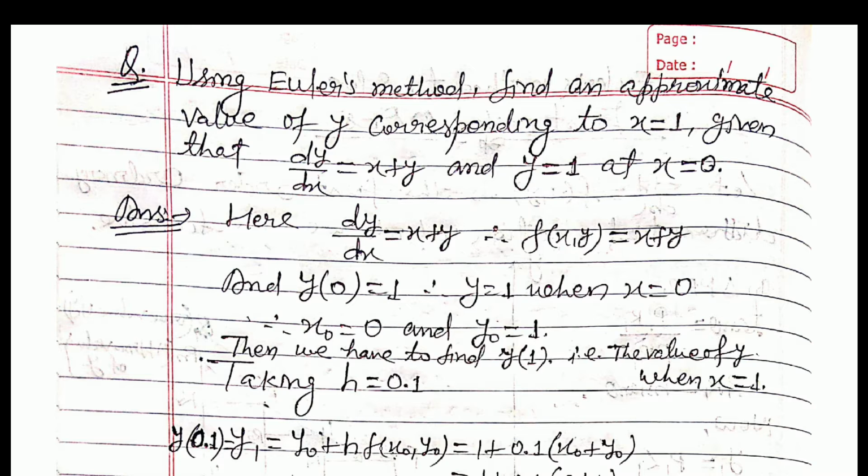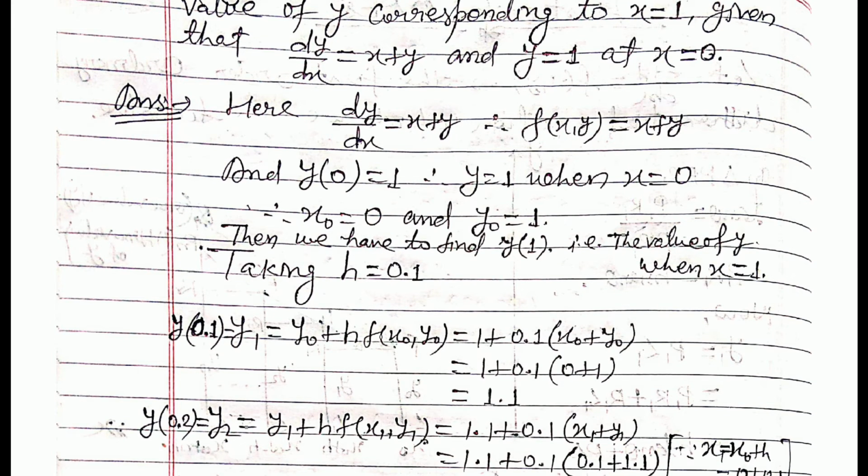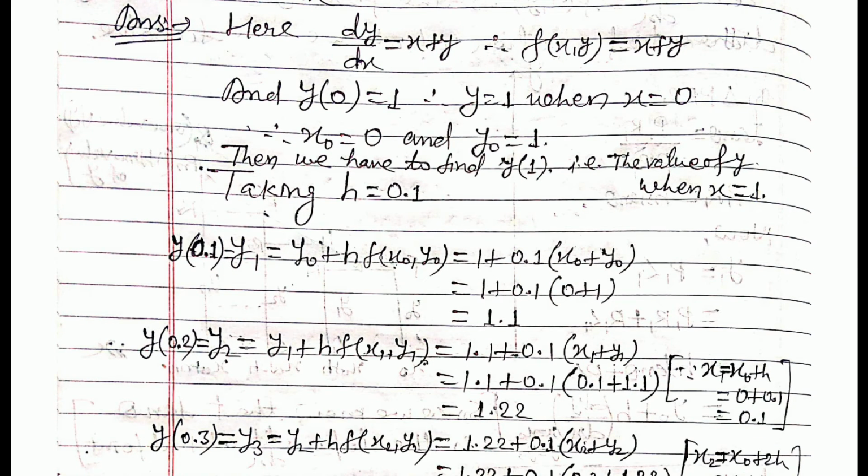What are the initial values? The initial values of x and y are x equal to 0 and y equal to 1. We denote them by x naught equal to 0 and y naught equal to 1. Then we have to find y1 in this question, that means the value of y when x is equal to 1.